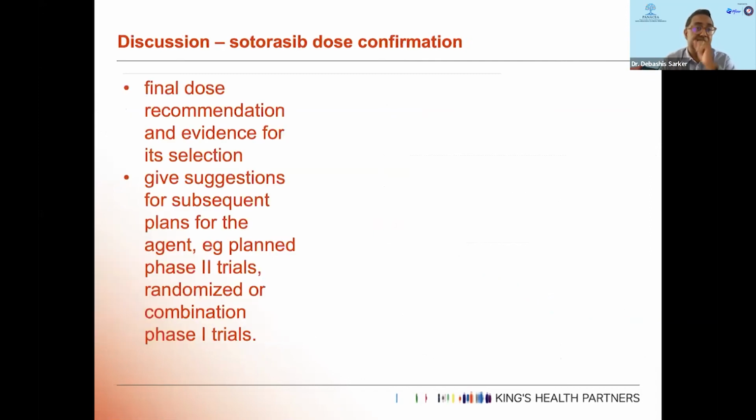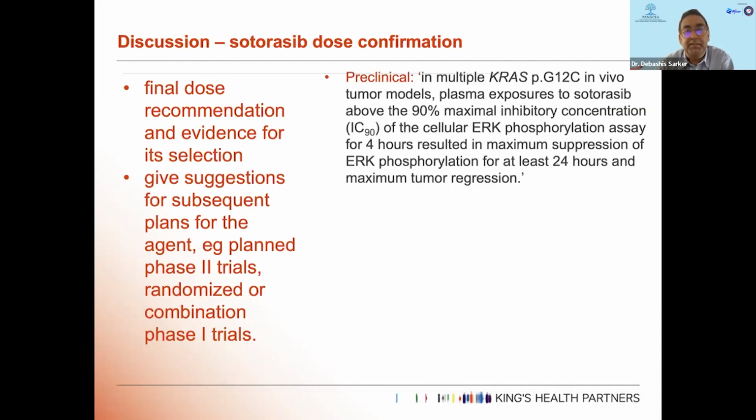In terms of the discussion, whenever you're reading a phase 1 paper or doing a phase 1 trial, the discussion really should provide some clarity about the final dose recommendation and the evidence for its selection. You should also give some suggestions as to how you subsequently plan to use the drug, and what follow-on studies are being considered.